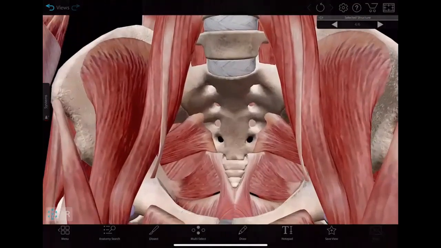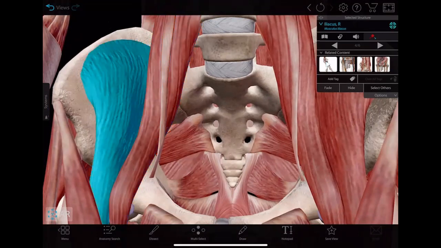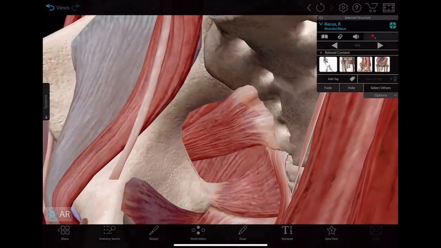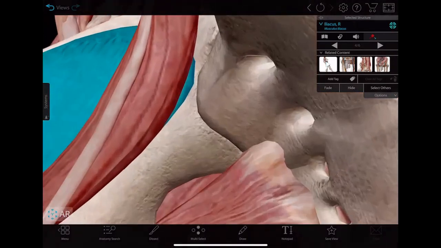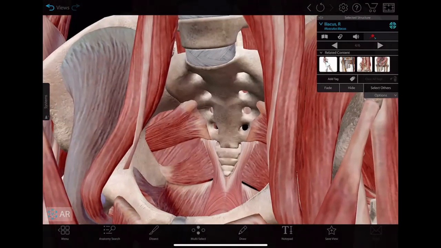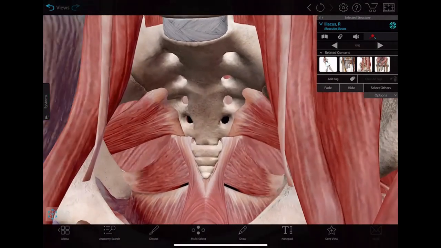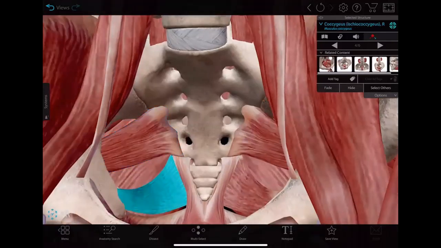So these are the muscles. You see, this is psoas major, and that is iliacus. In this atlas, there is no connection between the sacrum and iliacus, but iliacus has a connection with the ala, right? And you see, this selected structure is piriformis, right? The piriformis muscle, right? This is the coccygeus muscle, right? So these are the muscles that are related to the sacrum, right?